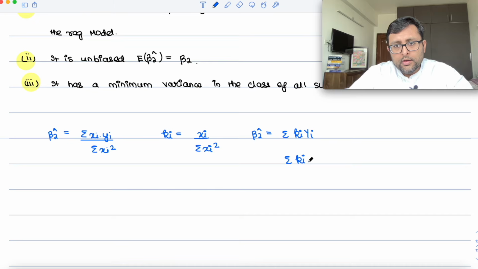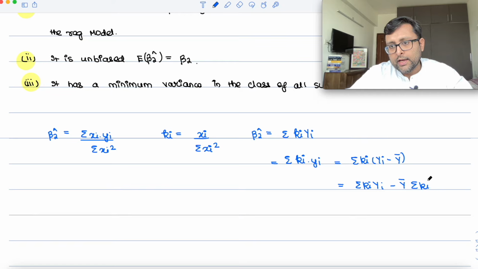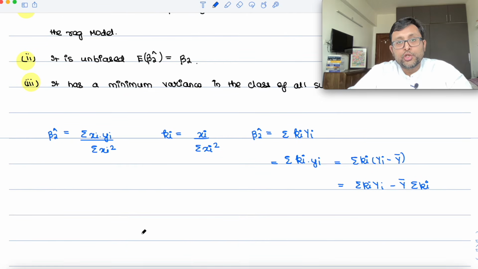You can write it like this. This is just small y, which is yi minus y bar. So it is summation of ki times capital Yi minus y bar summation of ki, right? Now the point is that we'll be proving in a meanwhile that summation of ki is equal to 0. From there you will straight away get summation of ki capital Yi. And the moment you write like this, your beta 2 hat is summation of ki capital Yi.